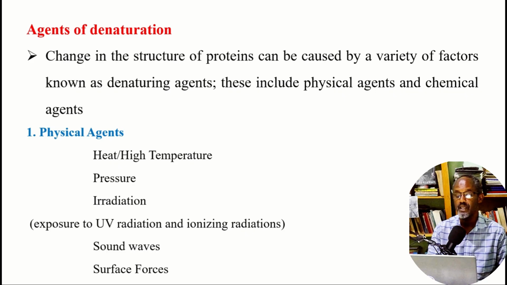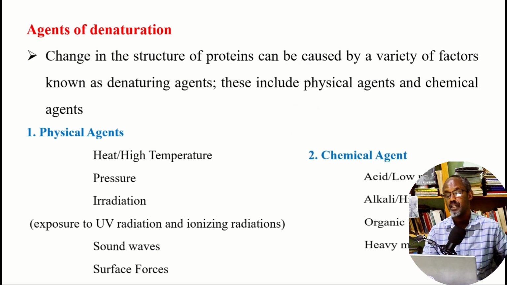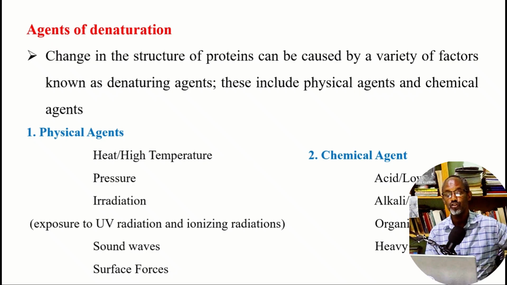But the most important denaturing agents that we should know are, from the physical agents, high temperature. And from chemical agents, of course, chemical agents include acid, low pH, alkaline, high pH, organic solvents, and heavy metals. As I have said, you have to consider change in pH also as one agent. These are chemical agents.